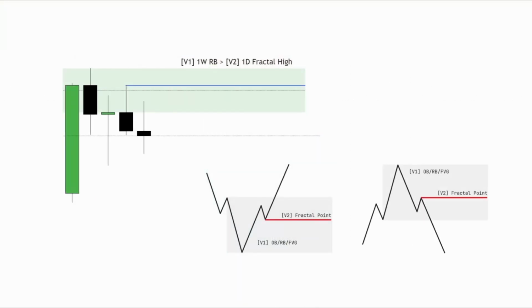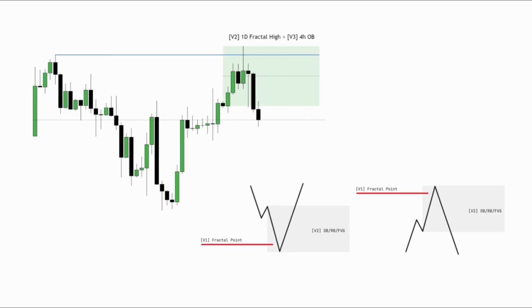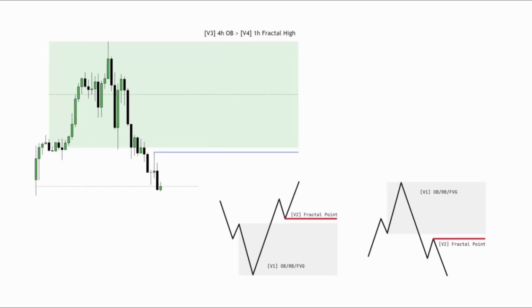Let's examine this position from the perspective of logical elements. I will immediately show the chart along with a schematic example. V1 rejection block and V2 fractal high form a logical element from the liquidity injection group. V2 fractal high and V3 order block form a logical element from the volume confirmation group. V3 order block and V4 fractal high again form a logical element from the liquidity injection group. The logic remains absolutely the same.